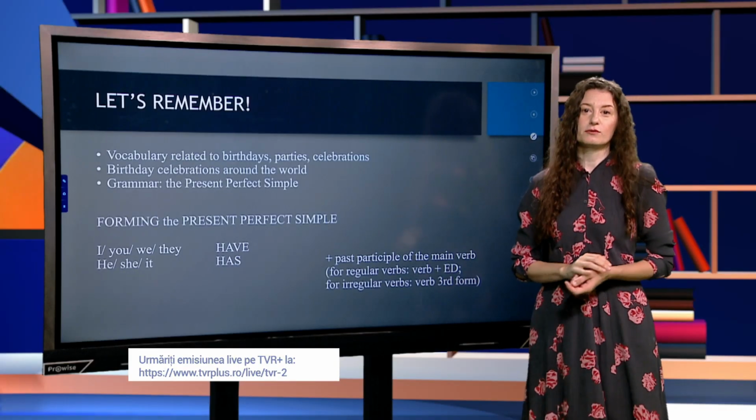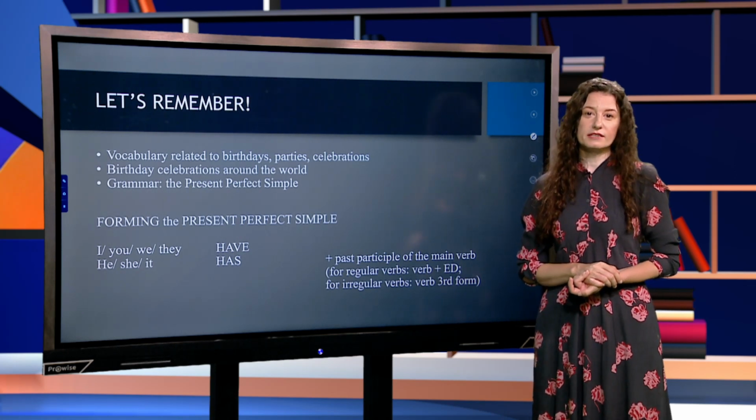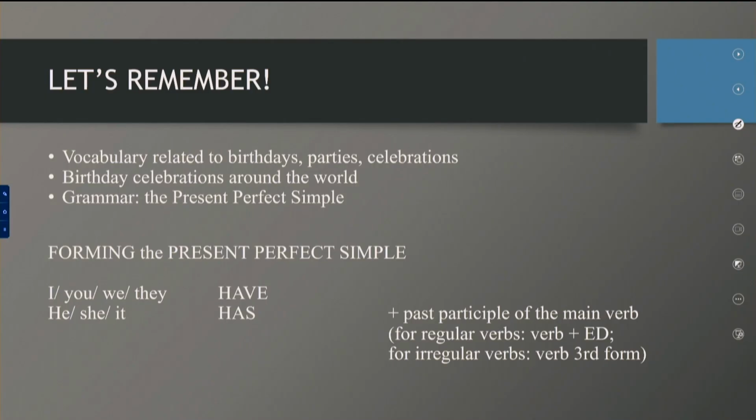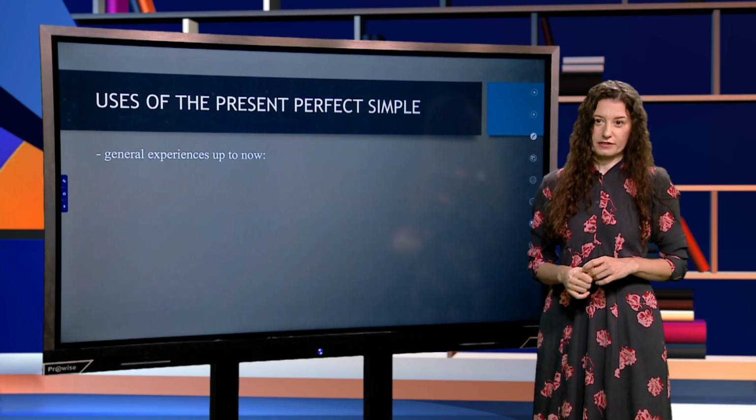If we're talking about regular verbs, the past participle means adding ed to the verb. With irregular verbs, however, it means looking for the verb in that list of irregular verbs and selecting the third form. I hope you're ready to practice. Not before I remind you, however, how and when we use the present perfect.